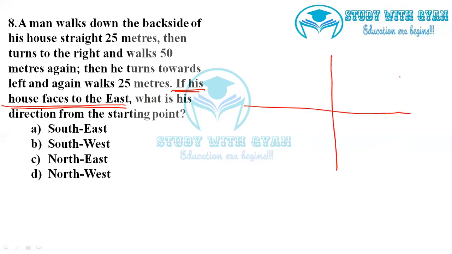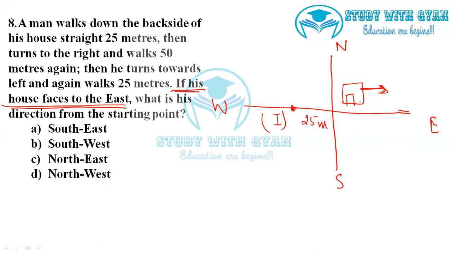So you simply have to draw the direction diagram like this: north, south, east and west. His house is here and it faces the east direction. This is already mentioned in the question. After that, the man walks down the back side of his house straight 25 meters. The house faces east, so the back side will be west. So 25 meters in the west direction will be his first position.